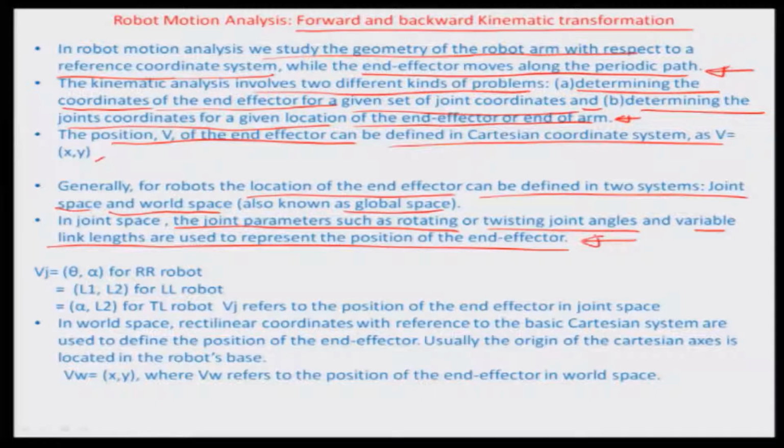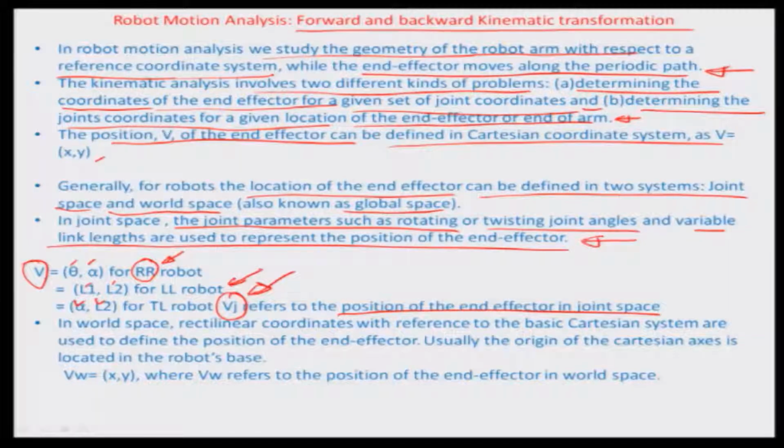So for a rotating kind of system, you have two different rotation coordinates, let us say theta and alpha. The position of the end effector in the joint space is recorded in terms of a theta and an alpha angle. Similarly, in a linear robot system you have two different link lengths, let us say L1 and L2. These are mostly used for defining the position of the end effector. If it is a twisting linear kind of system, you have a twisting angle and a length associated to derive the Vj, or the position coordinate of the end effector.